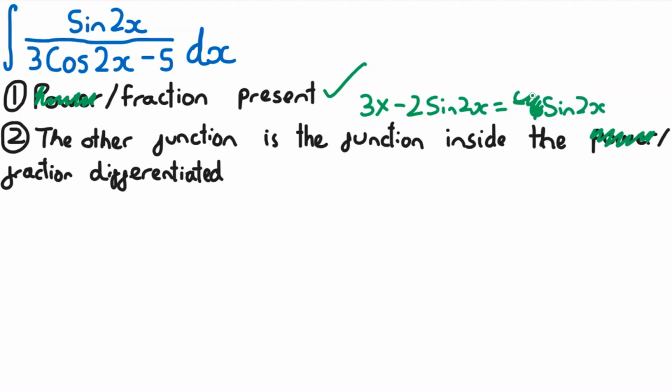Again, the minus 6 doesn't actually matter too much. We just need this sin of 2x, and you can see that we have this in the numerator. So therefore we have this second clue as well. So therefore we can use the reverse chain rule. So as I said before, we always consider the natural log of whatever is in the denominator here. So we have this 3 cos of 2x minus 5. So it's going to be the natural log of 3 cos of 2x minus 5 like this here.